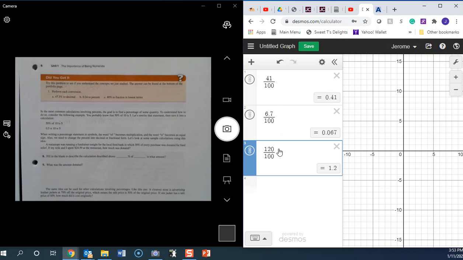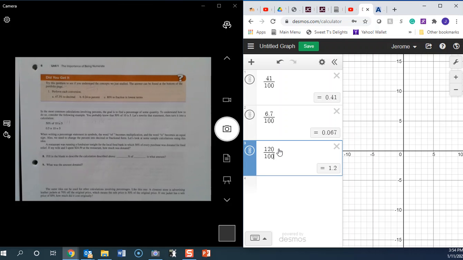You probably know that 50% of 10 is 5. Let's rewrite that statement, then turn it into a calculation. 50% of 10 is 5, and 0.5 times 10 is 5. When writing a percentage statement in symbols, the word of becomes multiplication, and the word is becomes an equal sign. Also, we need to change the percentage into decimal or fractional form. Let's look at some sample calculations using this idea.